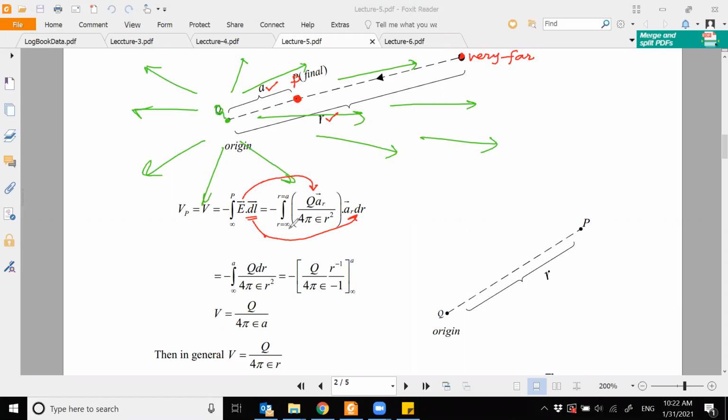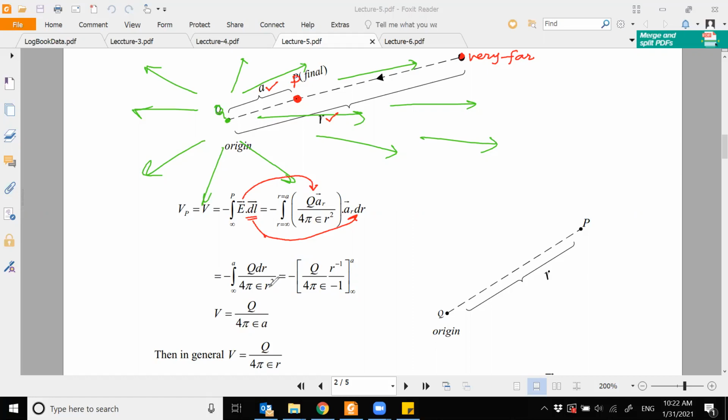So r will take the infinite value and the point P. What is my point P? This is my point P. And at this point P, what is my r value? It is A. So therefore, r is equal to A. Therefore, now a_r dot a_r will become 1. So therefore, the dot product will be gone. So it will be Q dr over 4 pi epsilon r square, integral r is infinity to r is equal to A.